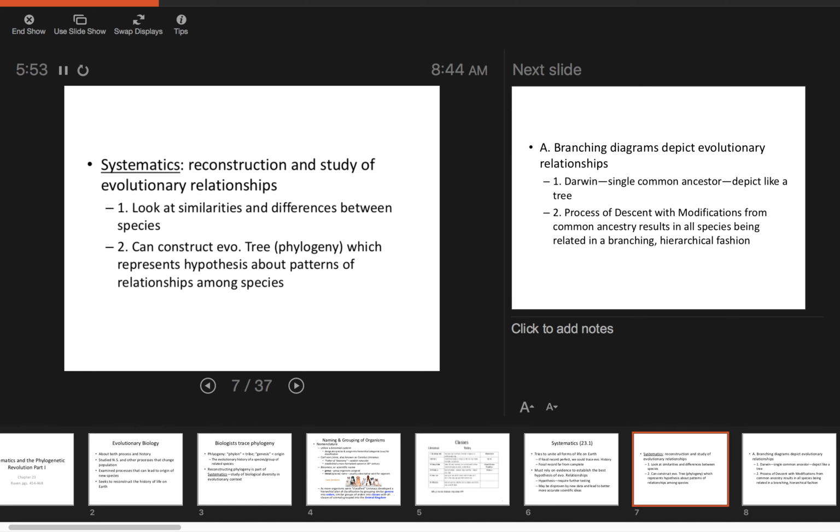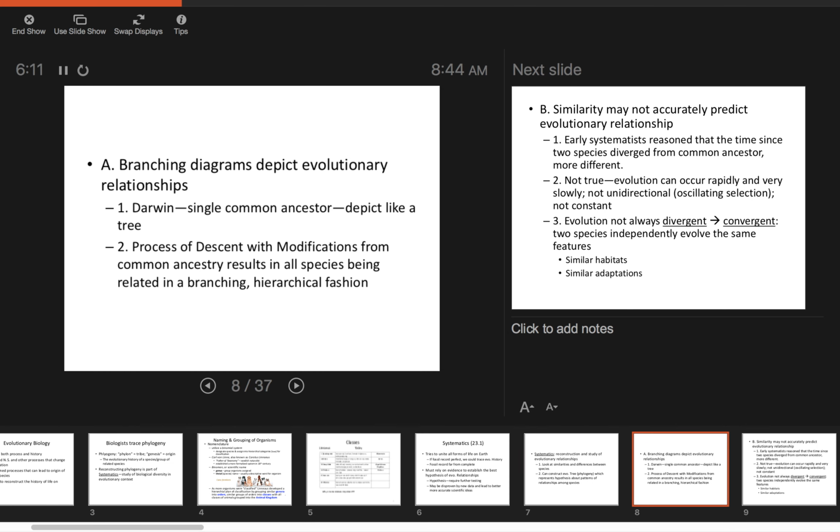Systematics is the reconstruction and study of evolutionary relationships. We're going to look at similarities as well as differences in species. And using these characteristics, we should be able to construct a type of evolutionary tree, that's the phylogeny, that represents this hypothesis of how things are passed on from one species to another. So we use branching diagrams. Darwin, in his diary, was kind of the first person to show this branching diagram. Kind of looked like a tree.